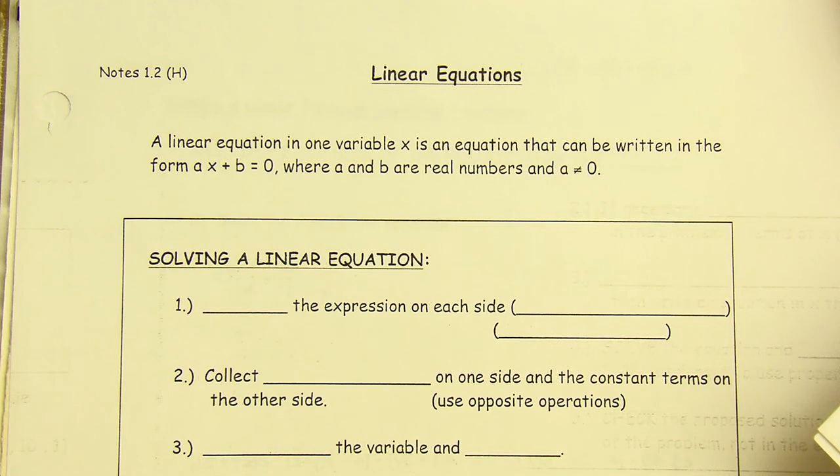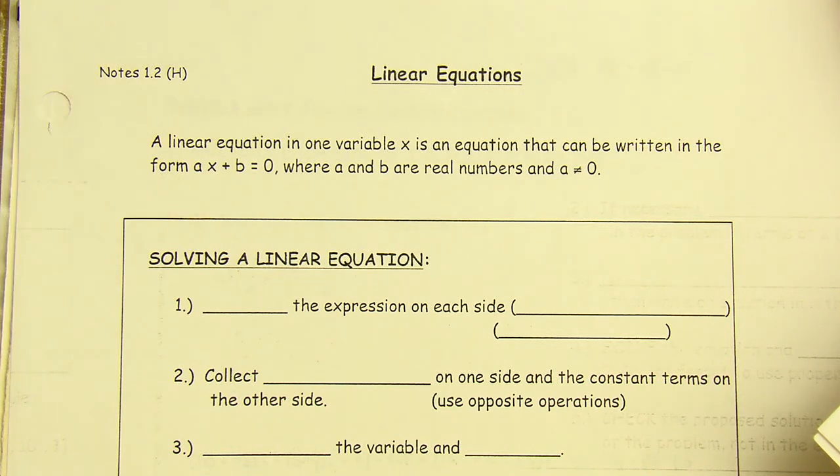A linear equation in one variable x is an equation that can be written in the form ax plus b equals 0, where a and b are real numbers, and of course a, the leading coefficient, cannot be 0.